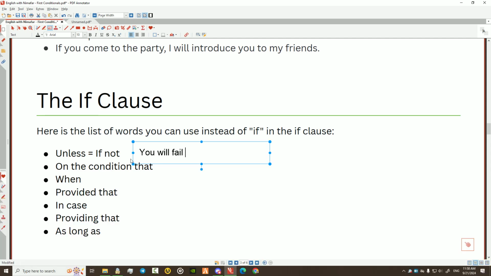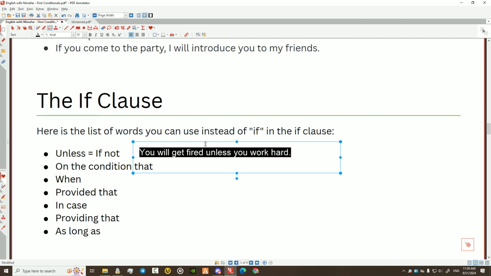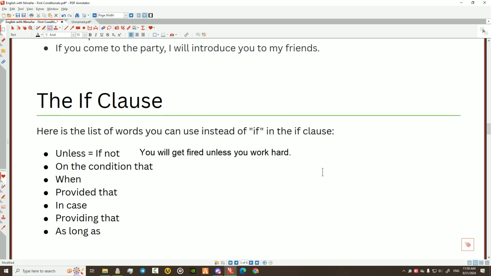you will fail. Or something better, you will get fired. Unless you work hard. What does it mean? Unless means if not. So, the same situation, I will write it again. You will get fired if you do not or don't work hard.